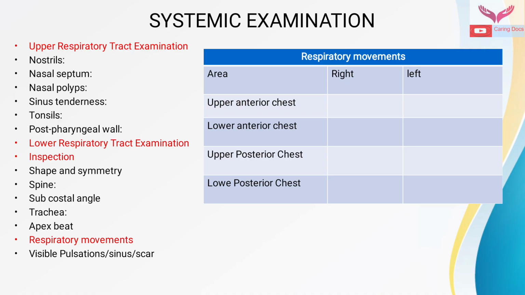For lower respiratory tract examination, we will do inspection. In the inspection, we check for shape and symmetry, spine, subcostal angles, trachea, apex beat, respiratory movement, visible pulsation, or sinus or scar over the chest wall. The respiratory movements are to be assessed on both the right and left sides. We have to inspect the upper anterior chest wall, lower anterior chest wall, upper posterior chest wall, and lower posterior chest wall on both right and left sides.